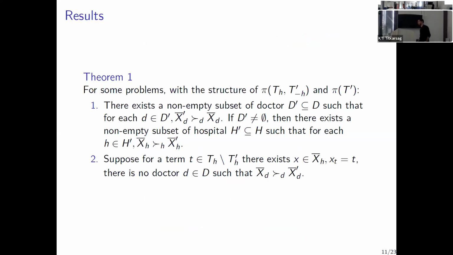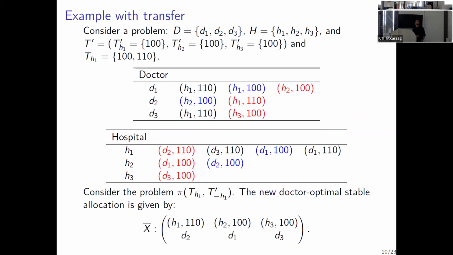All right, I can introduce my first theorem. For some problem with this structure, if I expand the set of terms that is offered by one hospital, then I can have an empty set of doctors that strictly prefer the new doctor optimized allocation. And the second part of the statement is that if we have some doctors which are worse off, then some hospitals are better off, or their allocation is strictly preferred. So if I illustrate here, D1 and D2 are worse off when we compare blue and red, but H1 and H2 prefer the allocation in red.